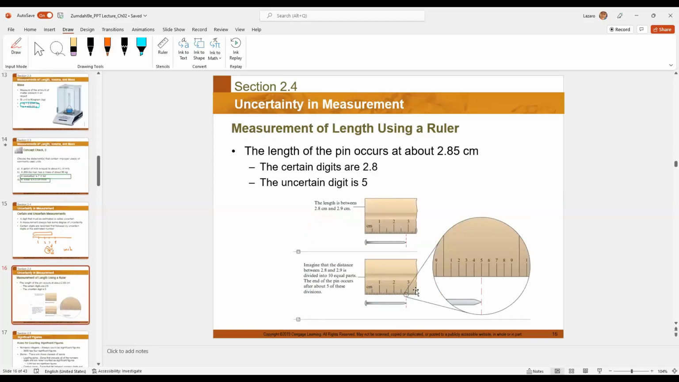Here, for example, you are measuring this nail, and you can see that it is between 2.8 and 2.9 centimeters. Sorry, I made a mistake. It's between 2.8 and 2.9. Then 2.8 is certain, but you don't know if it is closer to 2.9 or less close to 2.9. Then you estimate that it is in the middle, and you say, well, it's 2.85. The 5 is the uncertain digit.